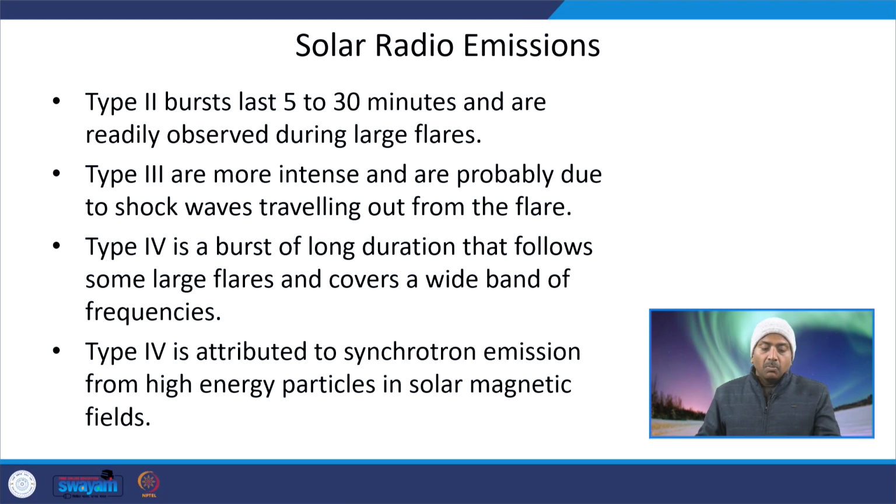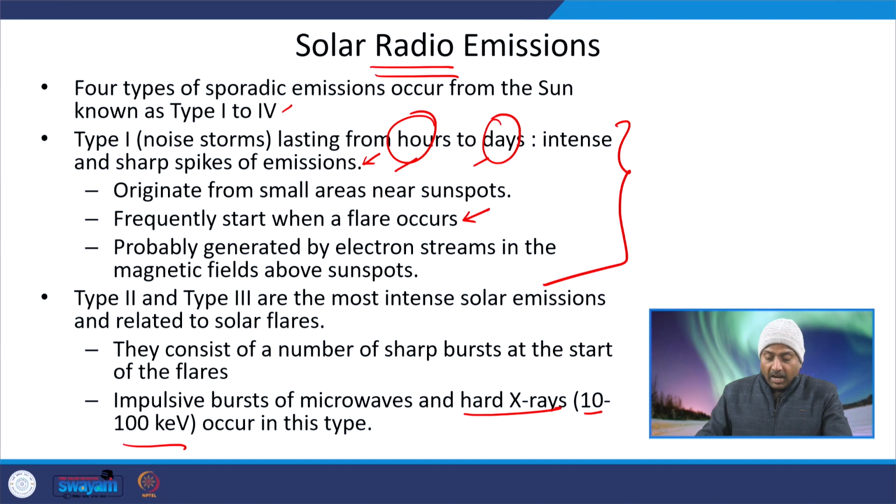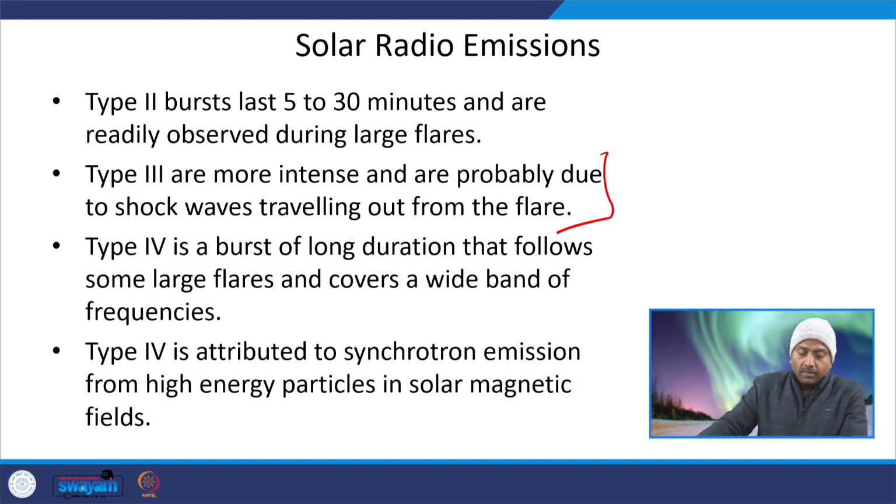So, the type 3 are more intense and are probably due to shock waves traveling from the flare. So, shock waves from the flare are seen as type 3 radio emissions from the sun. And hard X-rays, that type of activity, impulsive bursts, are seen as type 2 bursts, and sharp and intense spikes of emissions are seen as type 1 radio emissions, right?